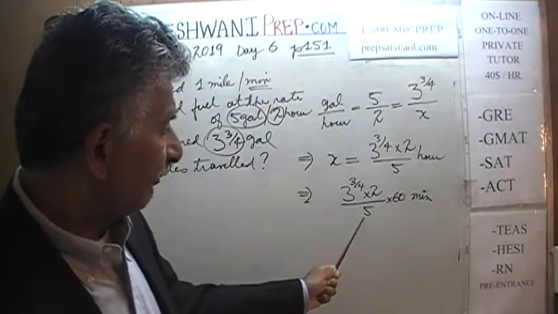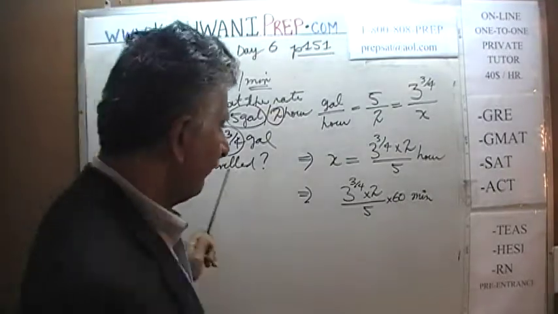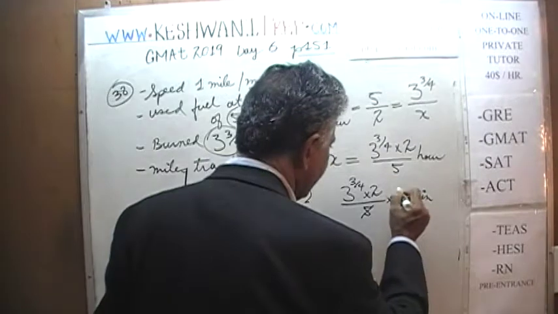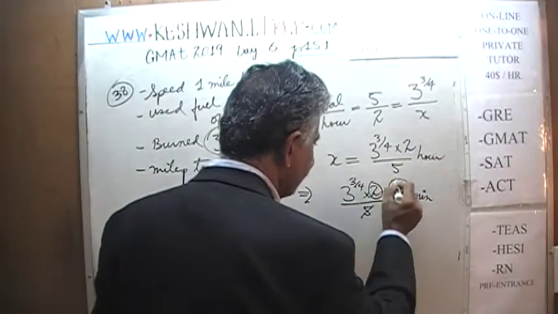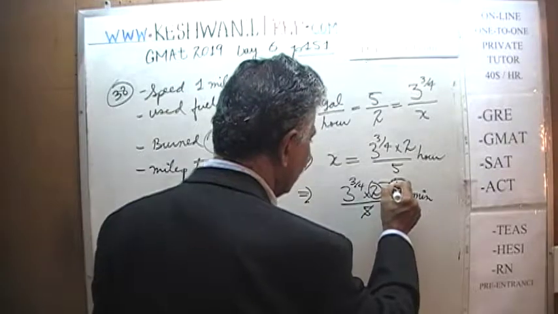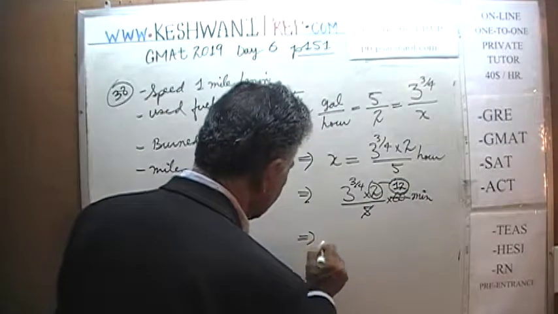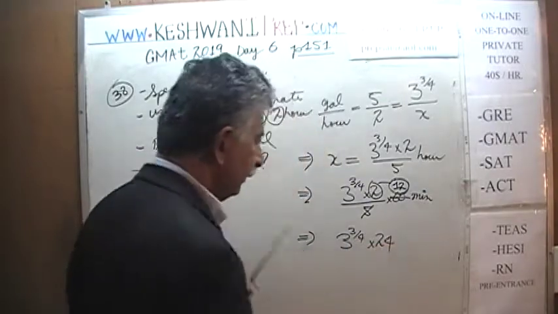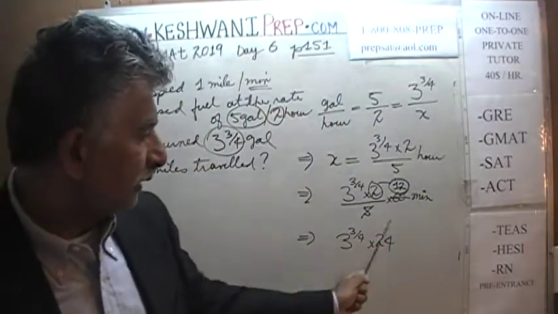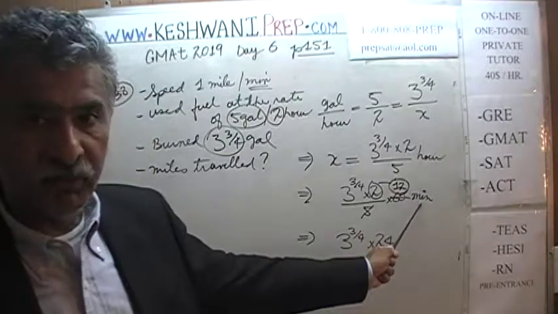We see 60 on the top, we see 5 at the bottom, let's divide top and bottom by 5. We can get rid of this 5 and 60 will become 12. 12 times 2, right here is 2 and there is 12. 12 times 2 is 24. So this boils down to 3 3/4 times 24. 3 3/4 times 24 what? 3 3/4 times 24 minutes.